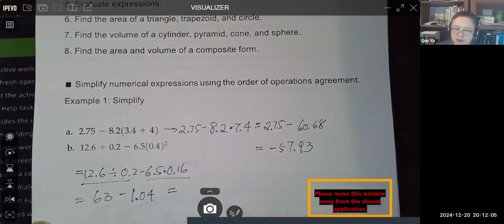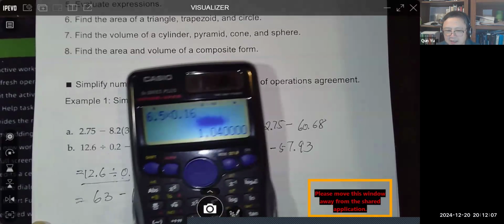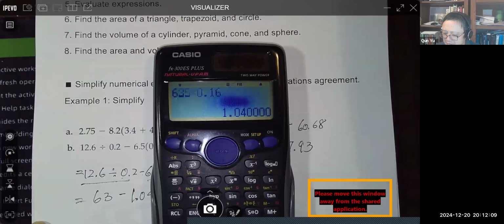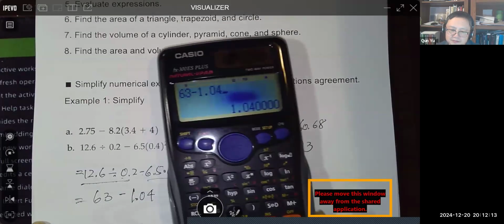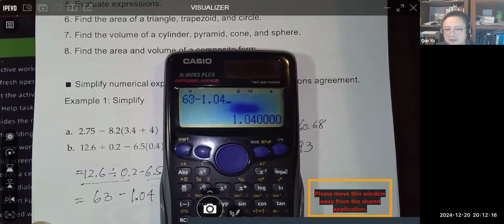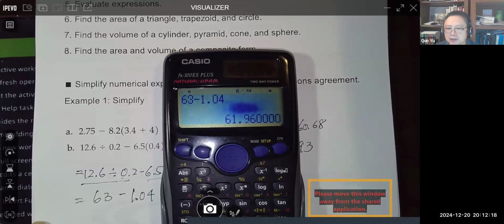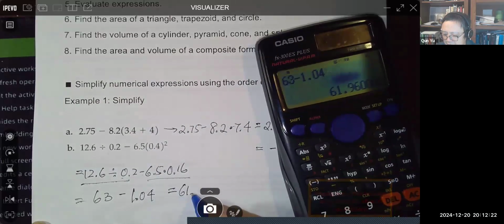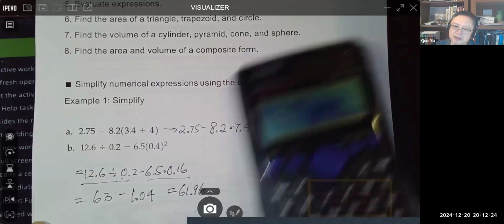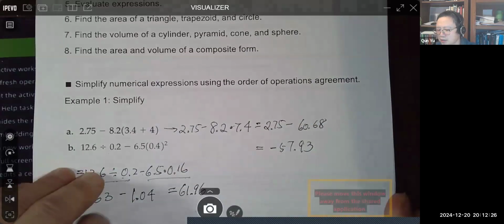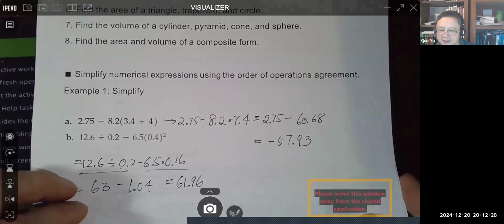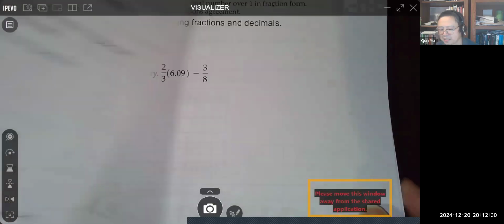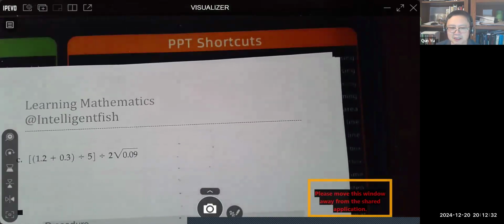Now let's do the subtraction. So we get 63 minus 1.04. The answer is 61.96. So all we need is to follow the order of operations, and that's all. Now we have another one on this page.